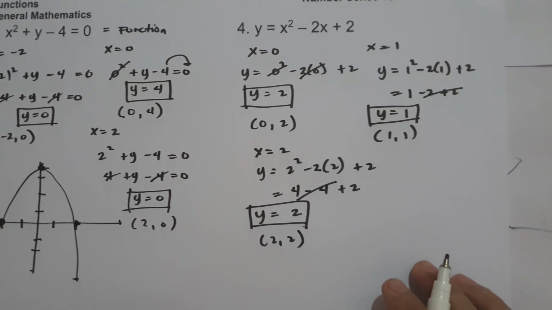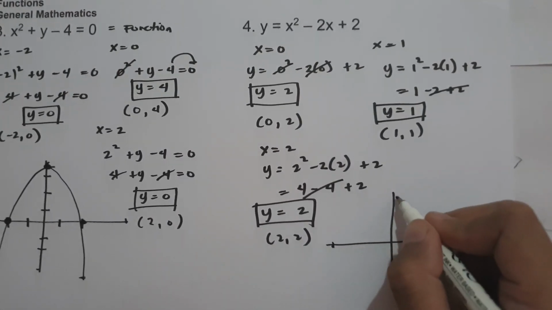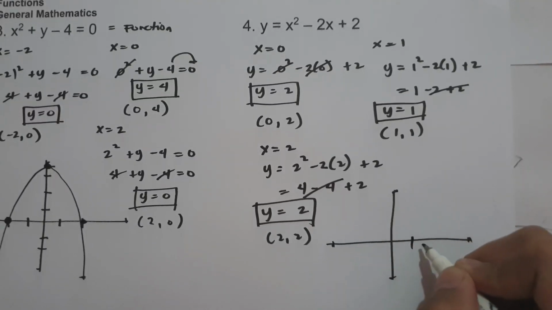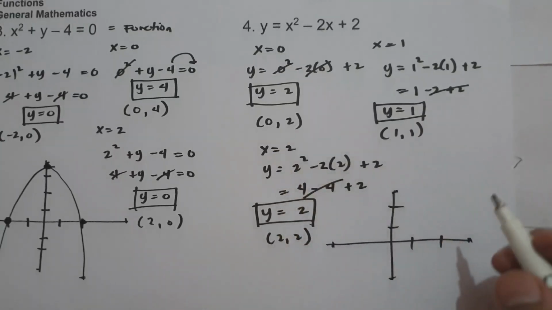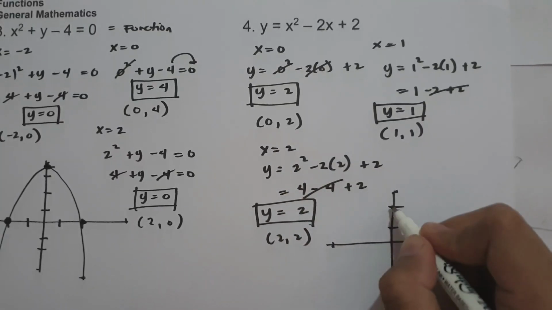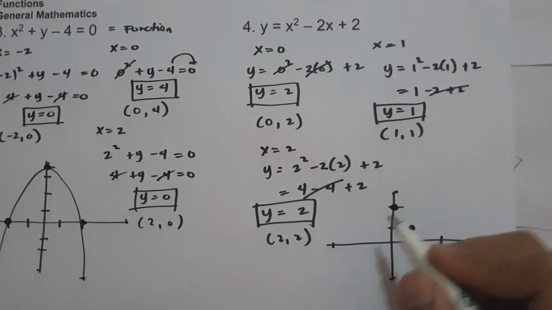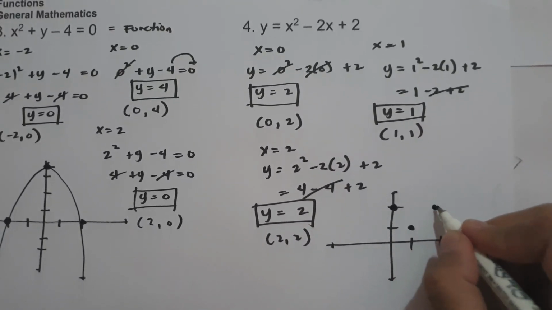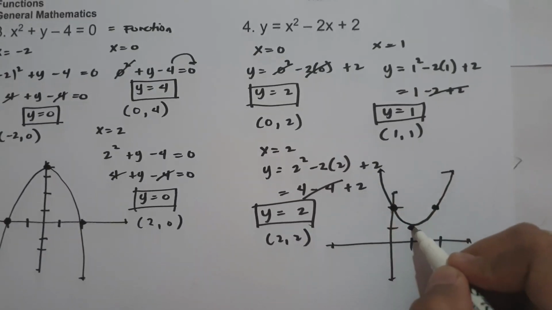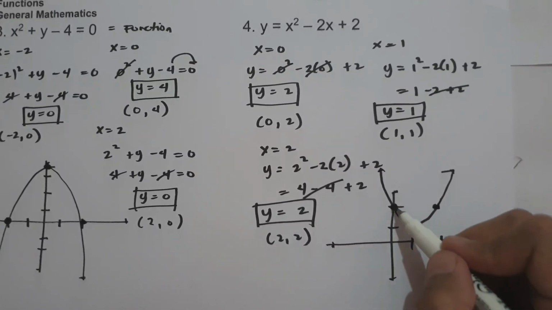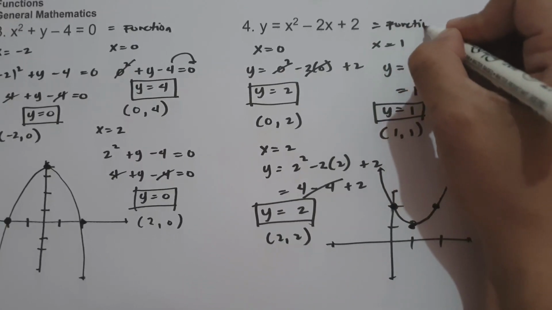So if we are going to graph this one, let us have a Cartesian coordinate plane. So this is 1, 2, 1, 2. So let us have 0, and then 2. And then we have 1 comma 1. And then 2 comma 2. So as you can see, we have a parabola that opens upward. And it intersects the vertical line once. So this one is a function.